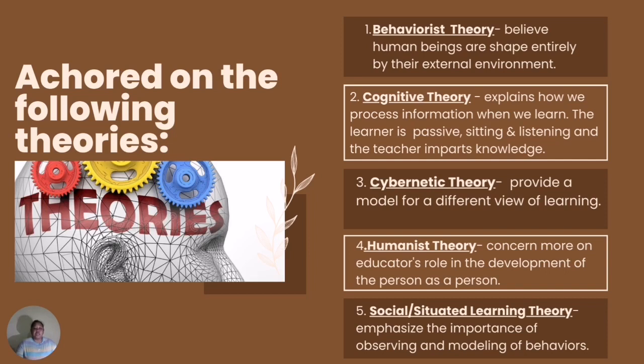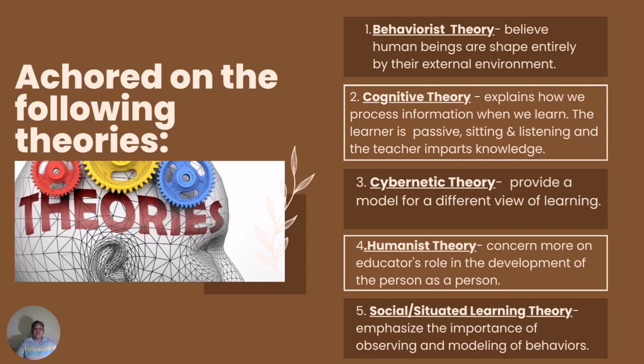First one is the behaviorist theory. It believes that human beings are shaped entirely by their external environment. An example of this is when a teacher gives an award or a reward to those students who are performing well, and this also applies to those students who are participating less or not doing their tasks in school. So, those get punishments.